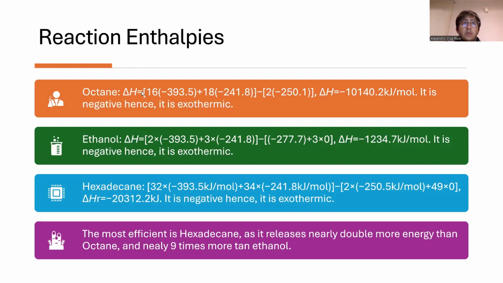Here we have the reaction enthalpies. This is the octane. It has a negative enthalpy, and it's exothermic. Here we have ethanol, which has a negative enthalpy, and it's exothermic. And hexadecane, which has a negative enthalpy, and it's again exothermic. The most efficient is the hexadecane, as it releases nearly double the energy of octane, and nearly 6 times more than ethanol.